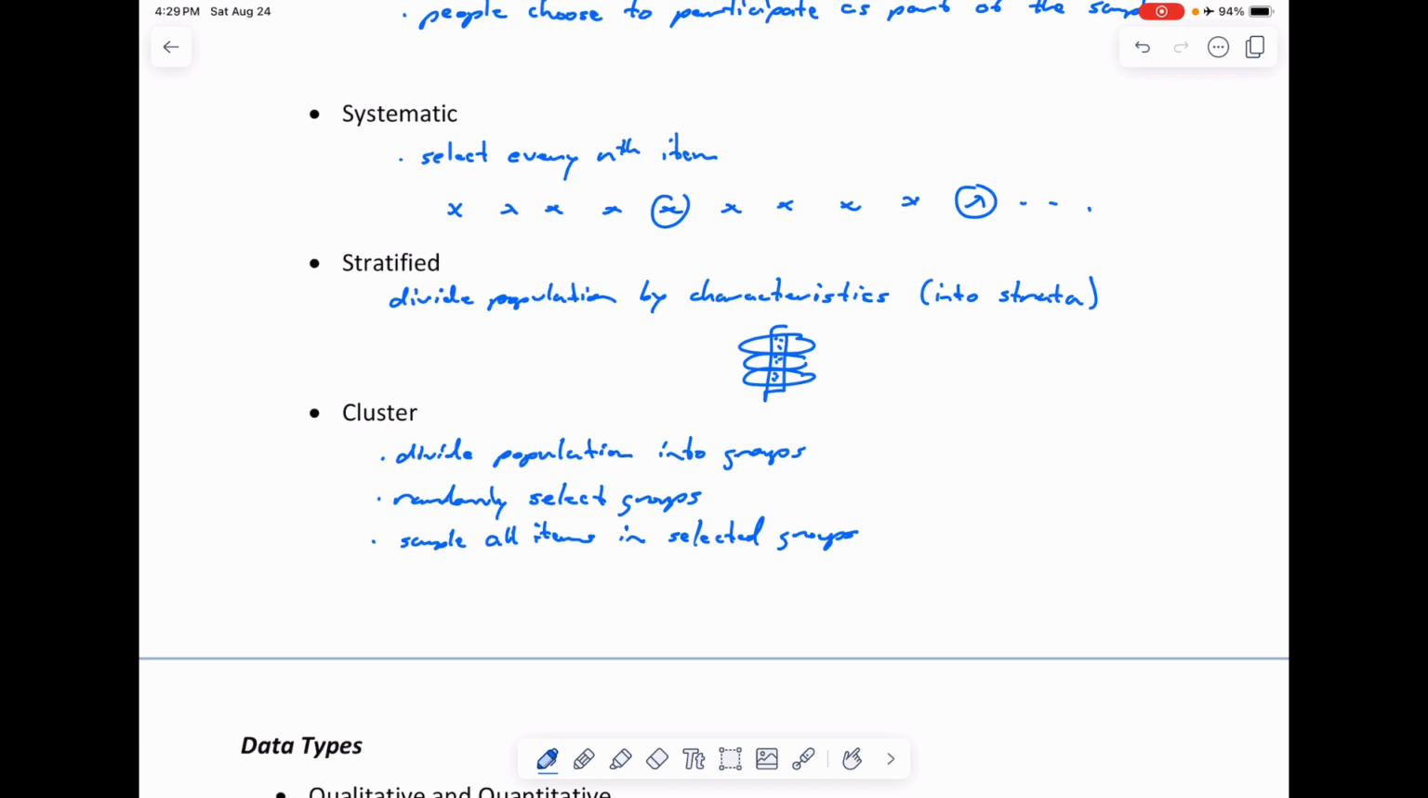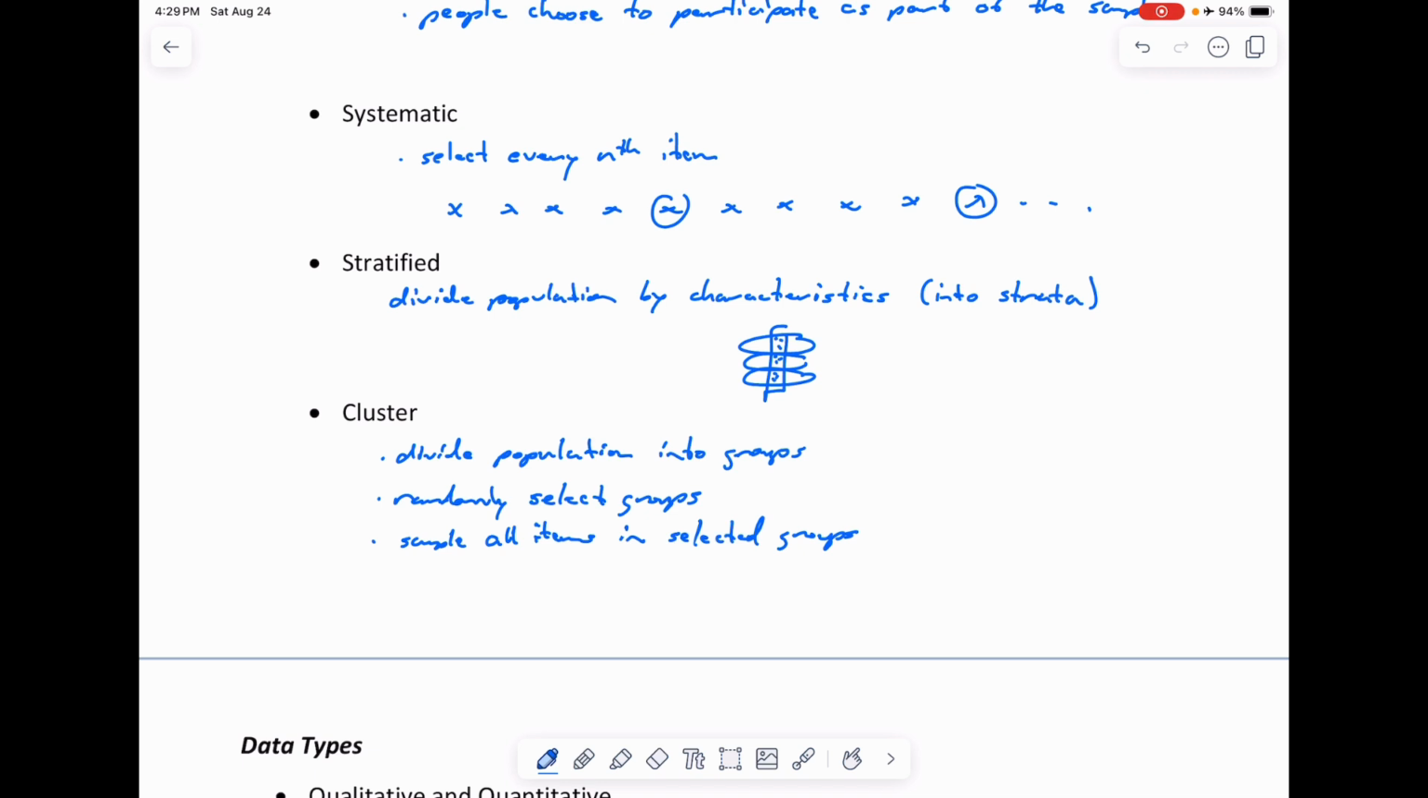In a cluster, I would instead think of each state as a group, or a cluster, and I would randomly select, let's say, 5 different states, and I would sample every person in those 5 states. Now, obviously, that's not practical, but that's the idea behind a cluster. I'm not cutting across and looking at individuals across all of the groups. I'm grabbing groups and looking at all of the individuals in those groups. So those are just some different ways to sample.